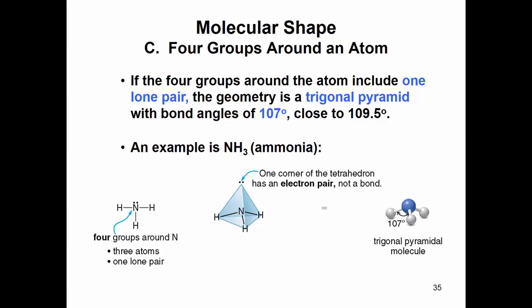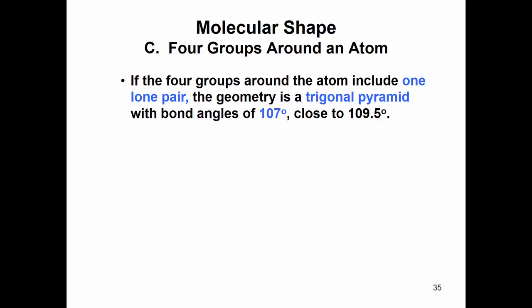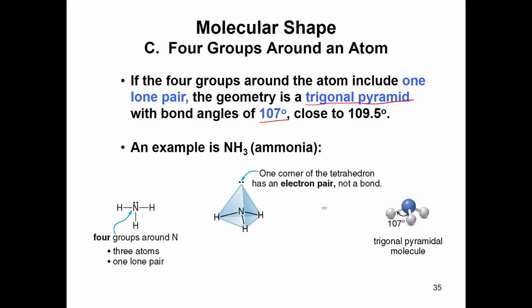Okay, if you have four groups, but one is a lone pair, so notice back here with methane, all four groups were bonded. There were no lone pairs here. If you have four groups around an atom, but one is a lone pair, then the geometry changes from tetrahedral to trigonal pyramid, or trigonal pyramidal. You'll also see it that way. And it has a bond angle of 107. So this is close to the 109.5.